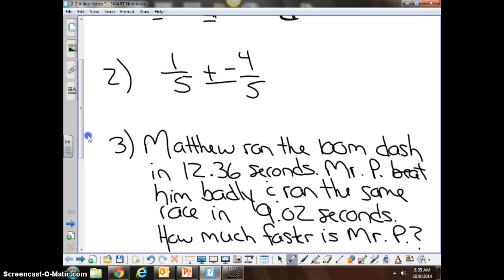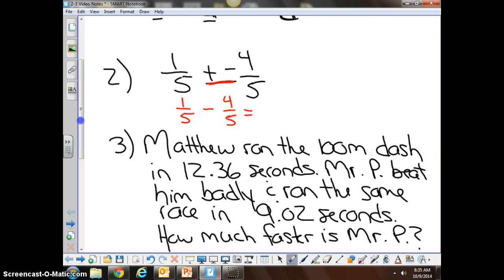So what we're going to do, because we have two signs next to one another, is take what we know and change them to just one sign. We know that when a positive and negative are next to one another, they become a negative. So we now have 1/5 minus 4/5.